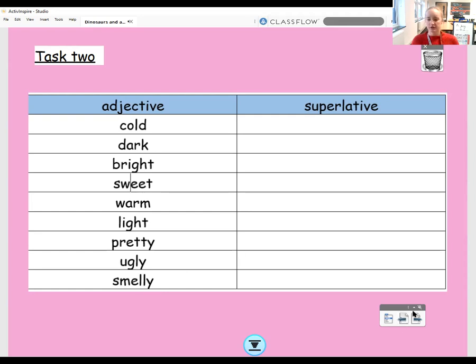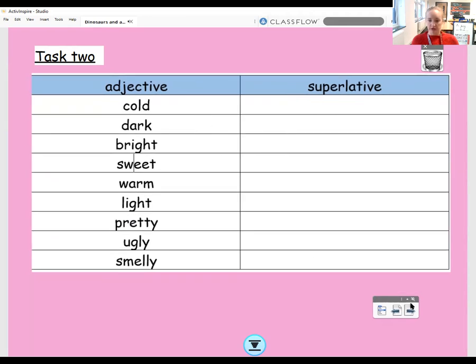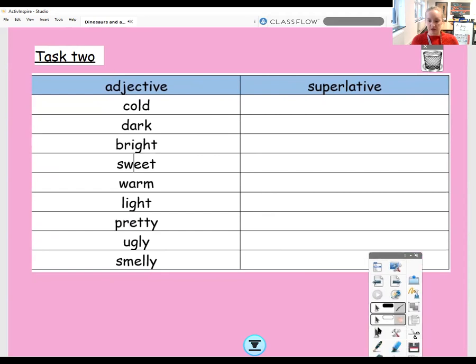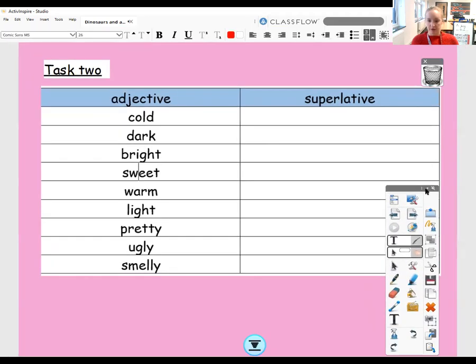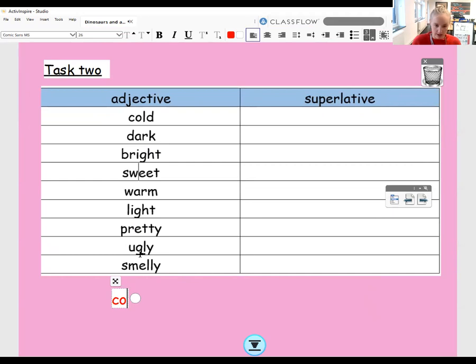And what I want you to do is write this word down. So write cold down. You don't need the sheet for this. You can just freeze the screen now and have a little go. So you can write the word cold. This is your adjective. And then I want you to change it to the superlative. So remember we said we have cold, which is the adjective, and we add est, and it makes coldest. So that is the first one that you can write down on your list.